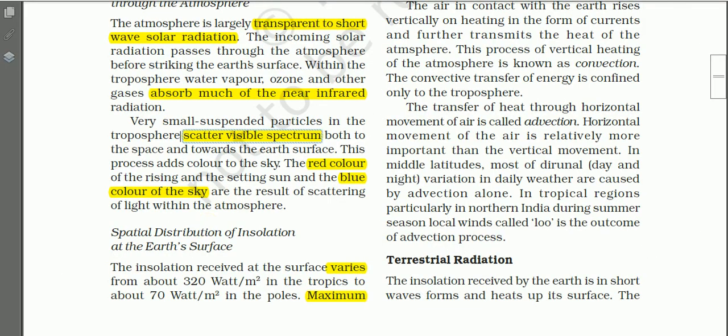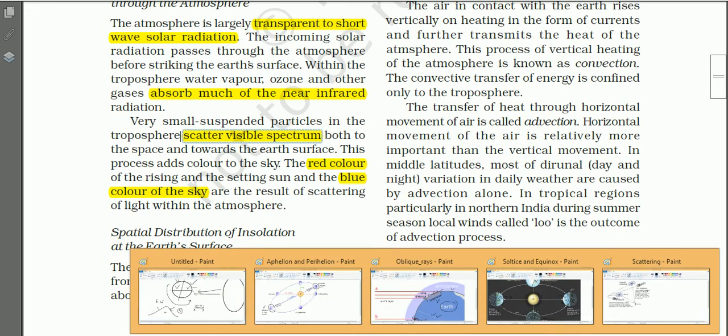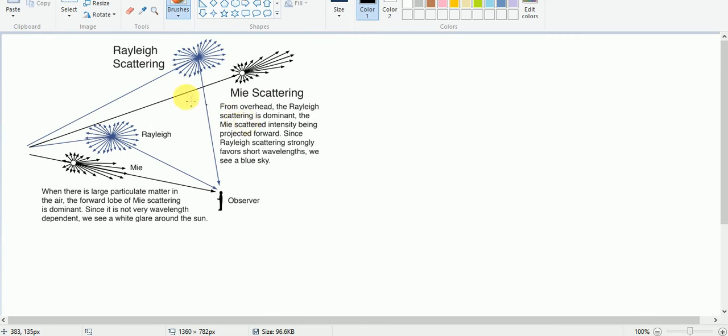So these visible colors are scattered in the sky. See this diagram. We have so many particles in the atmosphere. We have gas molecules, and these gas molecules and the dust particles scatter the visible light in different directions. This diagram shows scattering, and the particle or the gas molecule is scattering the light in different directions.